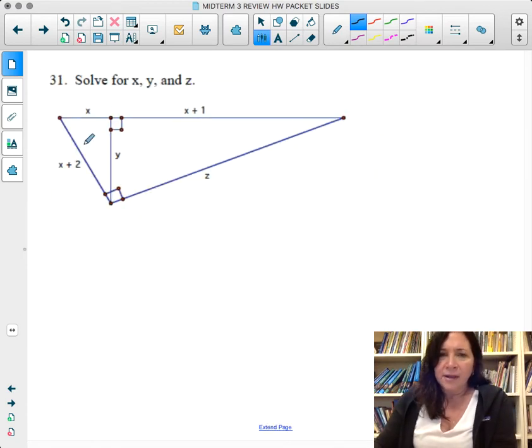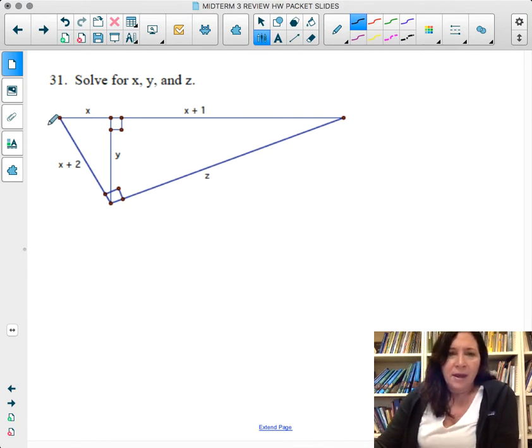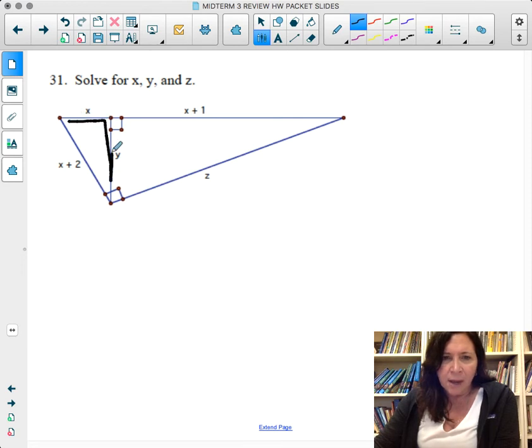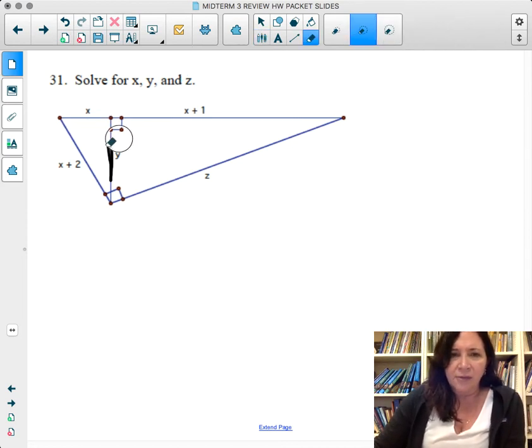Solve for x, y, and z. Okay, so for this one, oh boy. What should we do first? I think we need to do something with just x's in it. So meaning, if I did this and I went x is to y as y is to x plus 1, now I have x's and y's. I don't want that. So that's not helpful.